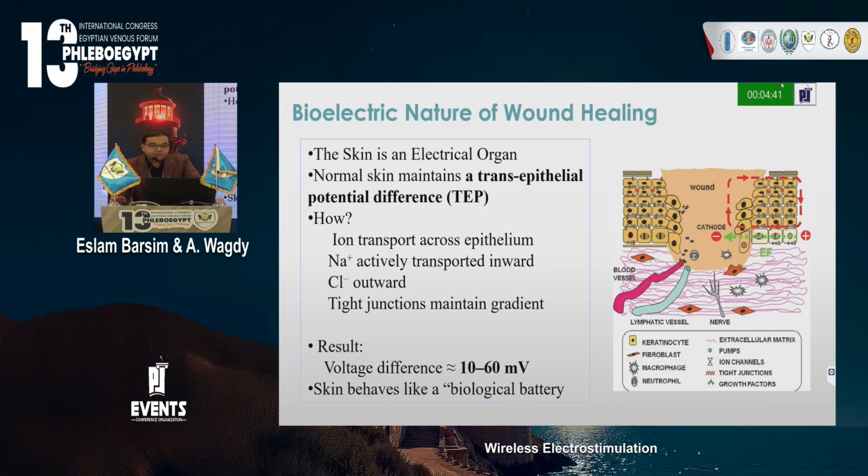Firstly, the bioelectric nature of wound healing. Skin is an electrical organ, normally maintaining what's called TEP, transepithelial potential difference, through ion transport across the epithelium, sodium actively transported inward and chloride outward through tight junctions. This maintained voltage difference is about 10 to 60 millivolts, so the skin behaves like a biological battery.